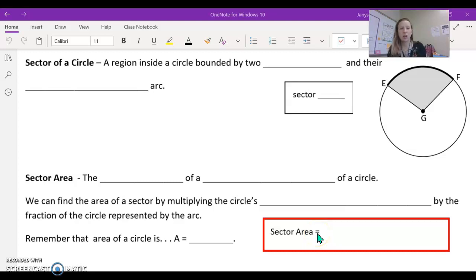Hi everyone. So today we're looking at area of a sector. We already learned how to find the length of an arc, but what if we want to find the area inside of this slice of the circle?